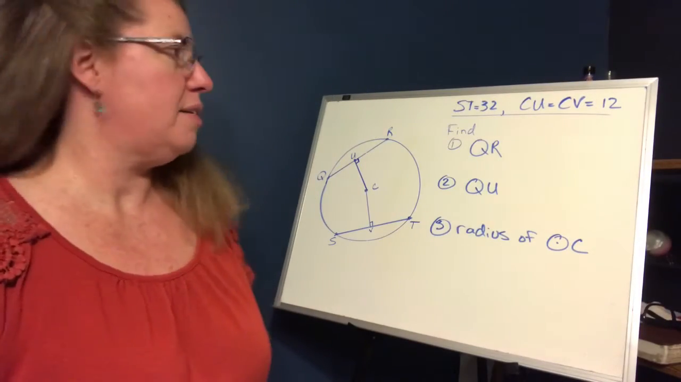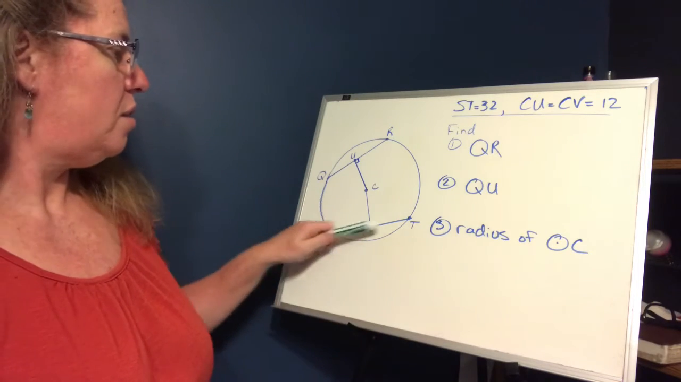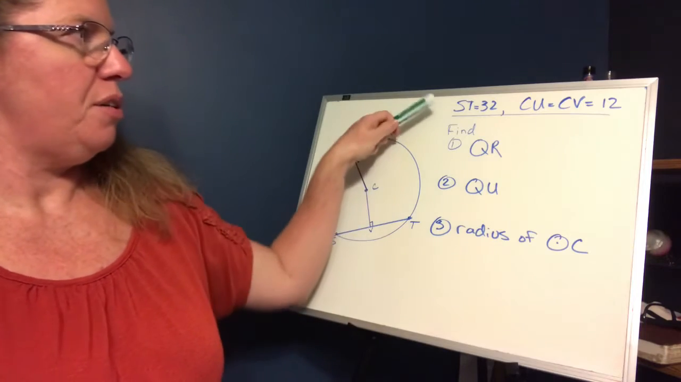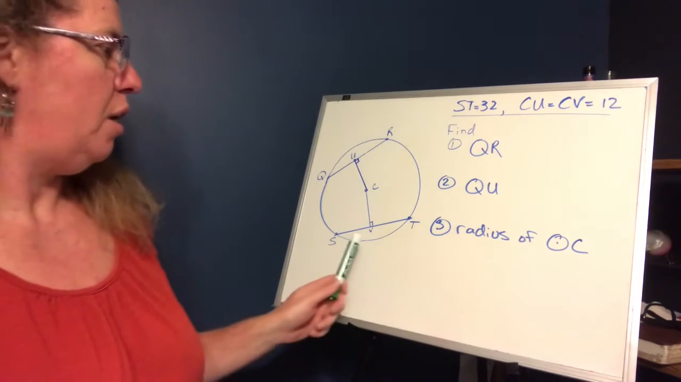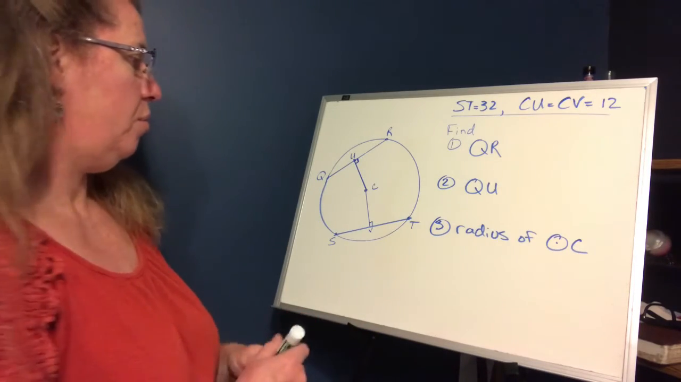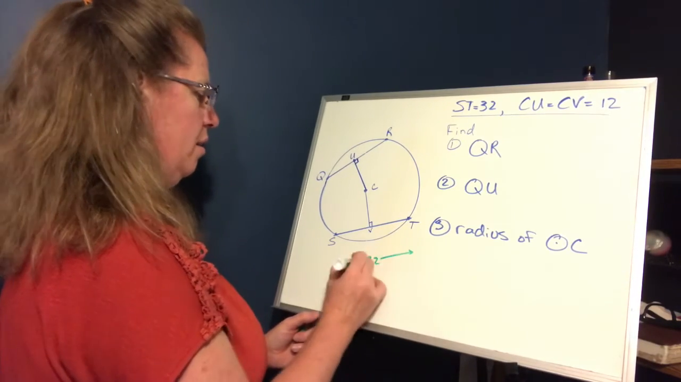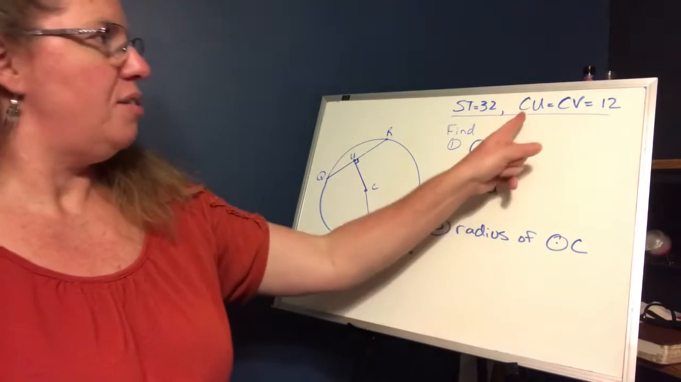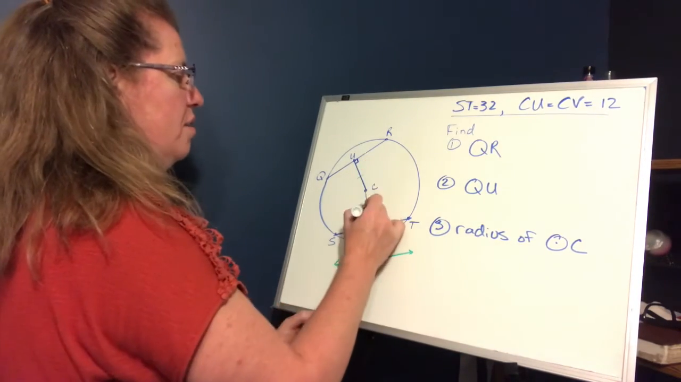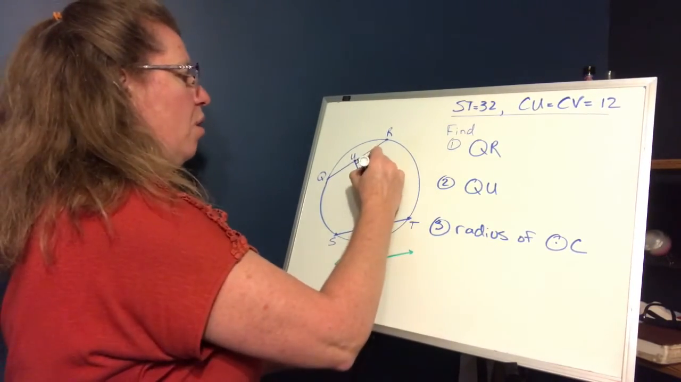Let's look at our last example. We have circle C. We have 2 chords and we show their distance from the center. And we're getting all our information from up here. I didn't mark anything on the picture, but they did tell us that ST is 32. So from here to here is 32. Okay. And CU is equal to CV, which equals 12. So we know this is 12, and we know this was also 12.